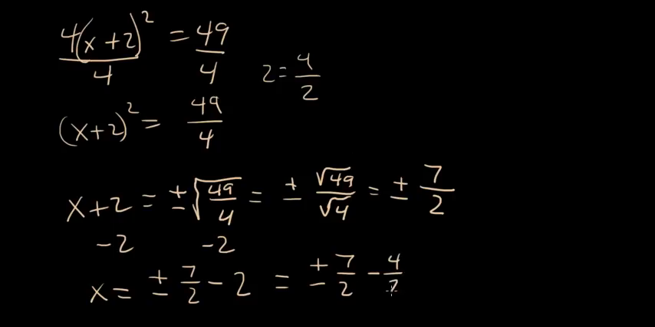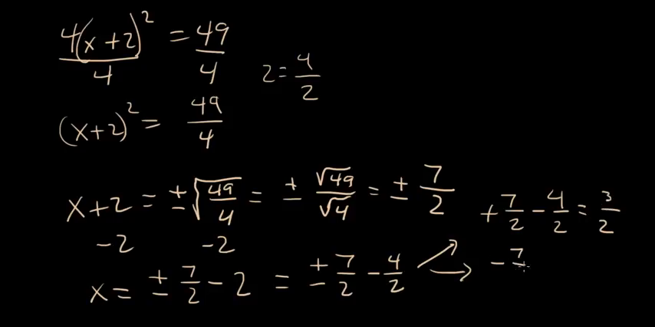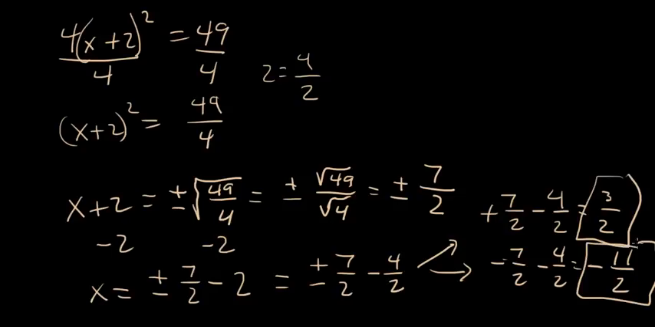So 4 halves. So let's see what that ends up being, okay? Plus 7 over 2 minus 4 over 2. That's just 7 minus 4, which is 3 over 2. And then minus 7 over 2 minus 4 over 2. Negative 7 and negative 4 is a negative 11 over 2. So there's my two exact answers.